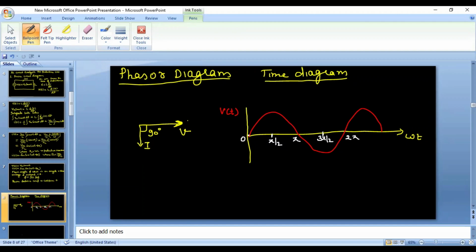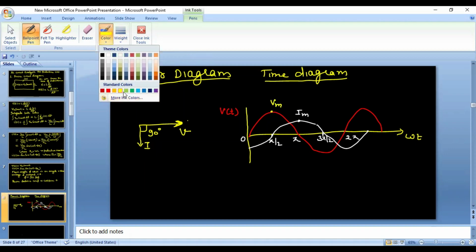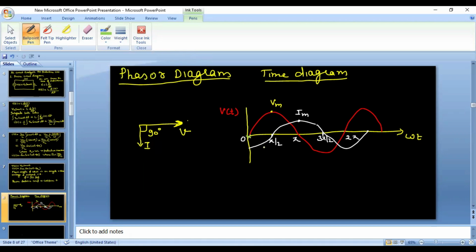It means if the voltage starts from 0, the current lags by 90 degrees, so the current will start its value at 90 degrees. The white waveform shows the current. If the voltage peak value is Vm, the current peak value will be Im. So this is Vm and this is Im. Now you can clearly see that at 0 the voltage value is 0 and the current value is 0 at pi by 2, so the current is lagging the voltage V by 90 degrees.